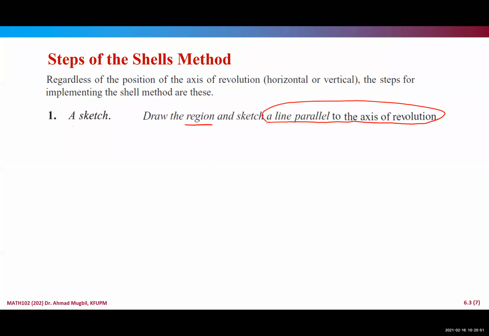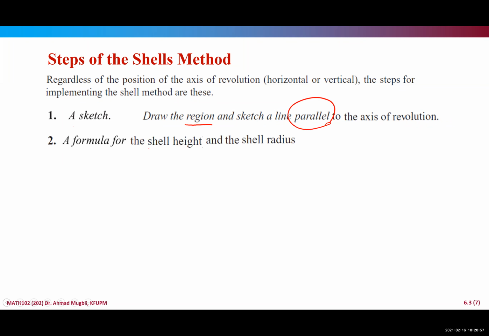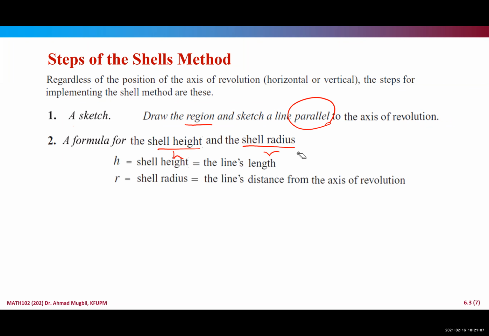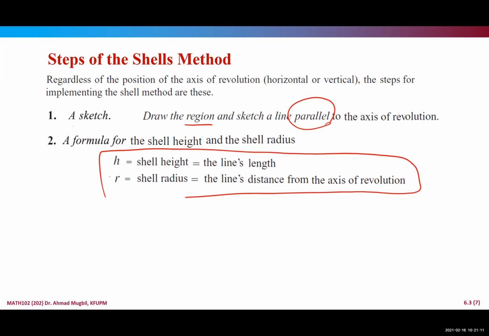It is very important. So we will do it parallel, not perpendicular like what we did in the cross sections method. And then you need to find the formula for the shell height and the shell radius. You need to find R and H. So what is R and what is H? Please, ya Shabab, pay attention to this. This is very important. What is the shell height and what is the shell radius?